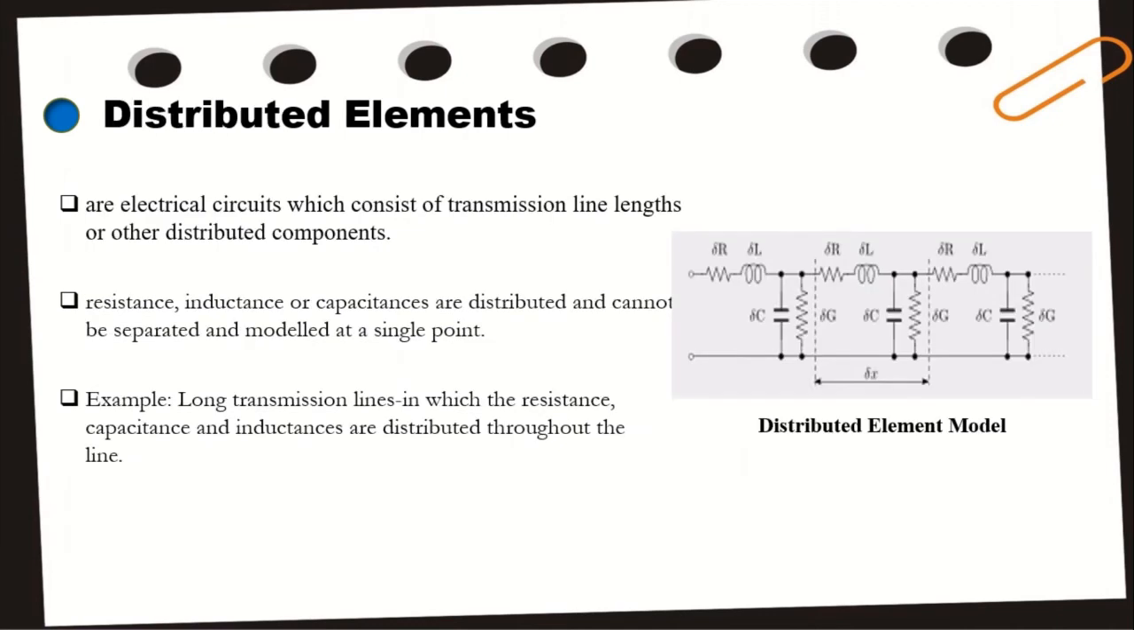Next, distributed elements are electrical circuits which consist of transmission line lengths or other distributed components. This circuit performs the same purpose as passive component circuits. Resistance, inductance or capacitance are distributed and cannot be separated and modeled at a single point. An example of distributed elements is long transmission lines in which the resistance, capacitance and inductance are distributed throughout the line. These systems are relevant for applications with high microwave frequencies, and this is the example of a distributed element model.